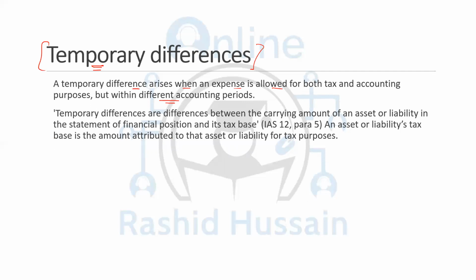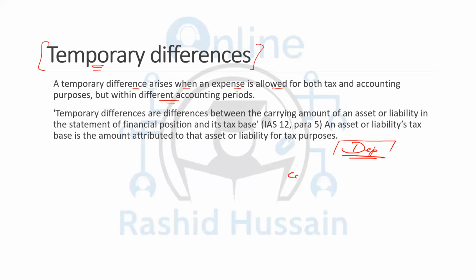And now I'm going to give you an example to understand what this temporary difference is all about. So I'll be giving you two examples. The one will be related to the liability, the deferred tax liability, and the other will be related to the deferred tax asset. So example number one, we are talking about the depreciation.